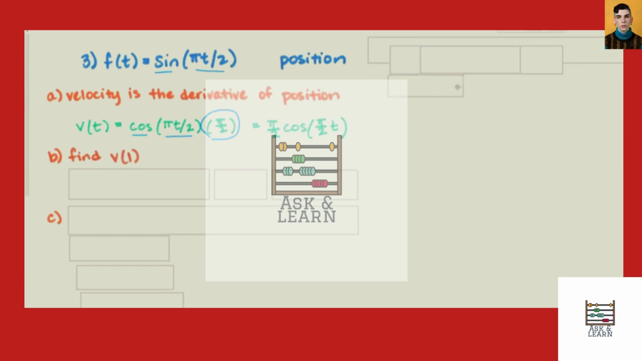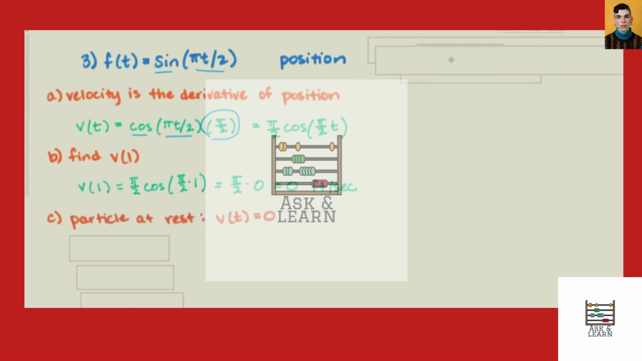For part B, we want to find v of 1, so we're going to substitute 1 into that function for t, and we have v of 1 equals pi over 2 times the cosine of pi over 2 times 1. Now the cosine of pi over 2 times 1 would be the cosine of pi over 2, and the cosine of pi over 2 is 0, so we have pi over 2 times 0, which is 0, and the units would be feet per second.